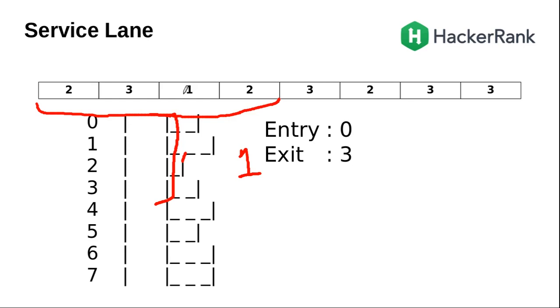The problem is understood. What we need to do is, first the input will be basically an array of all the widths, then there will be an entry point and an exit point. We need to find out the smallest element, right? So we understood the problem and we also understood what we need to do in the coding. Now let's move into the coding part.